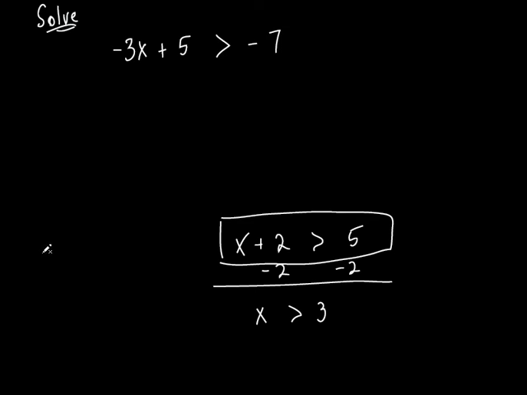But what if we did this? What if I said negative x plus 2 is greater than 5? Let's do the math here. Subtract a 2, subtract a 2. Bring down the negative x, that cancels out, is greater than, what's that? 5 minus 2 is 3.